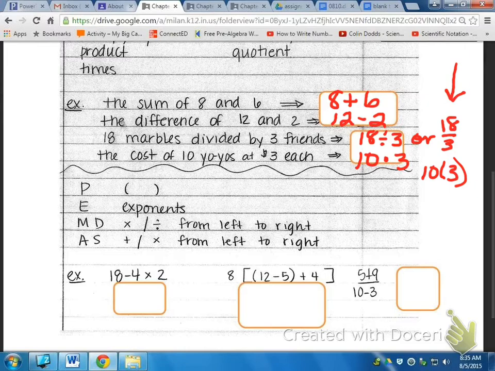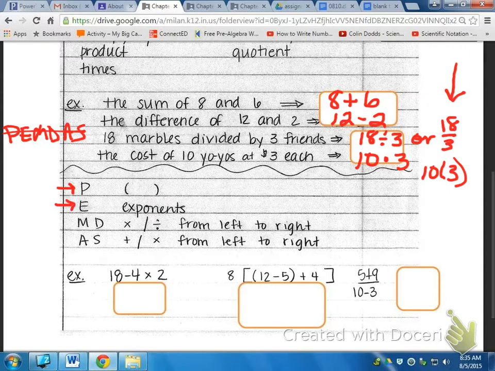So I write PEMDAS probably a little different than what you've seen before. I totally avoid writing it like this. Is this how you've always seen it, like this? Okay? I don't like that way because it gets kids confused. Here's why. P stands for parentheses. You always do the innermost parentheses first. Okay? That's pretty cut and dry.